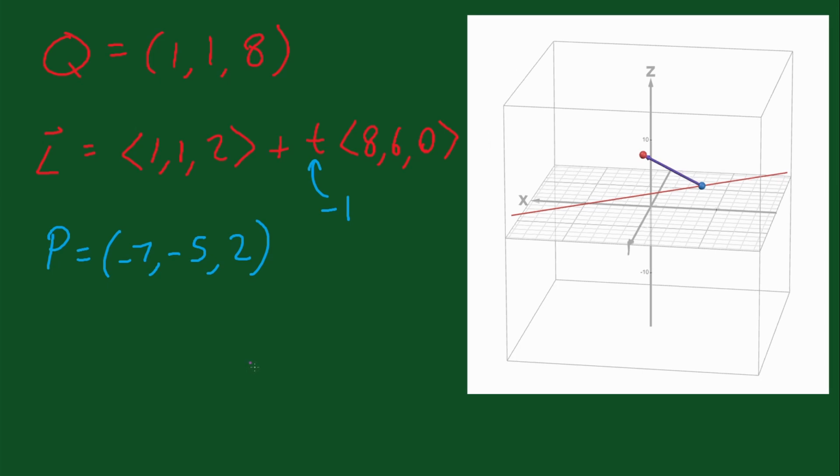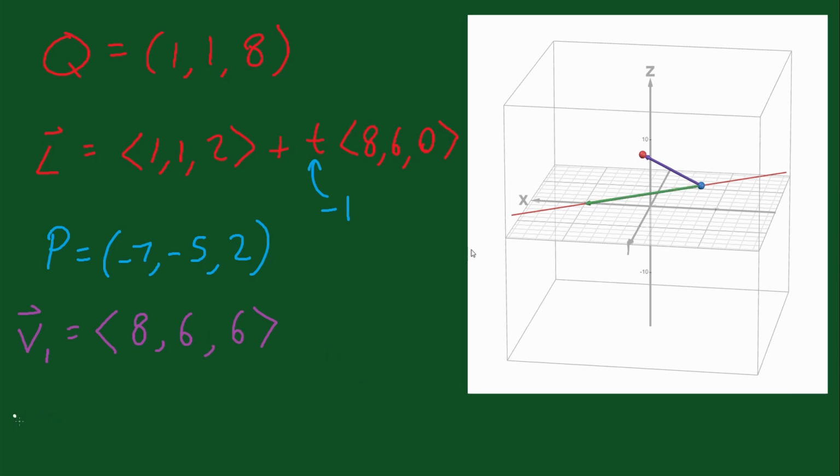Well, that vector goes from the point P to the point Q. So that vector, I'll call this vector V. In fact, I think I'll call it vector V1. Vector V1 is equal to, because it's going from P to Q, the Q values minus the P values. So 1 minus -7, which would give you 8. 1 minus negative 5, which would give you 6. 8 minus 2, which would also give you 6. So that purple vector that goes from point P to point Q, that is 8, 6, 6.